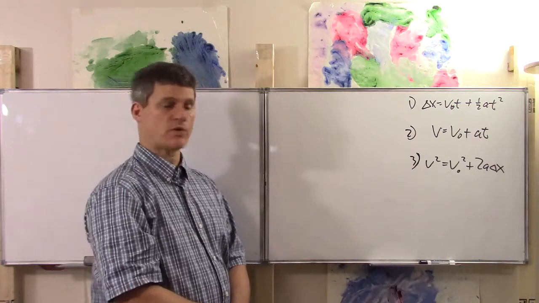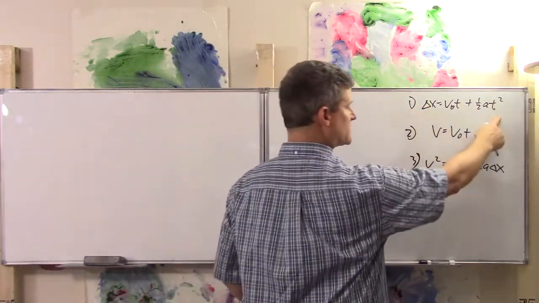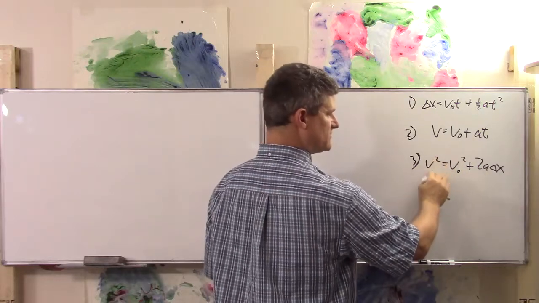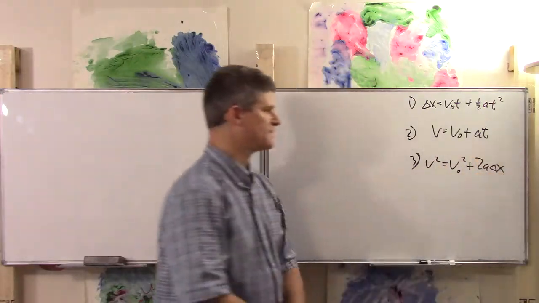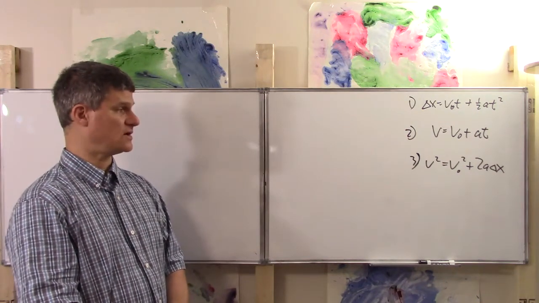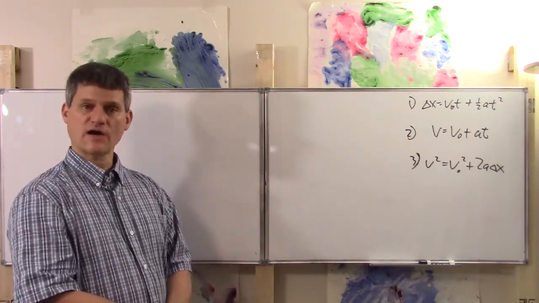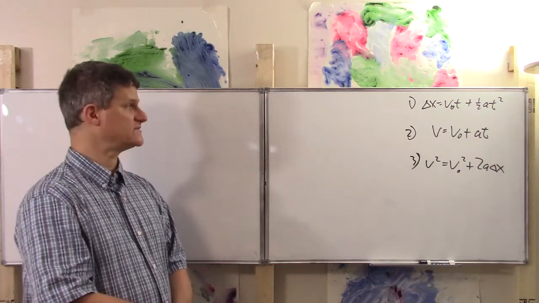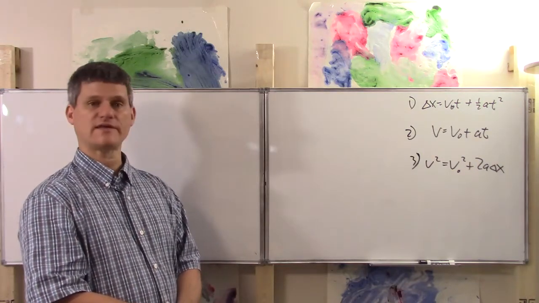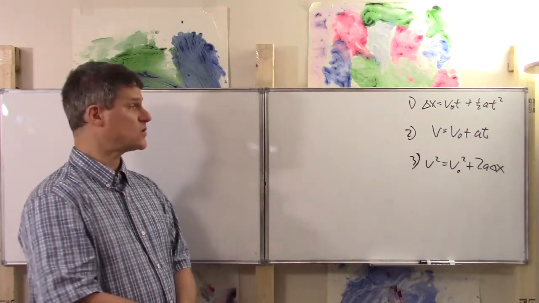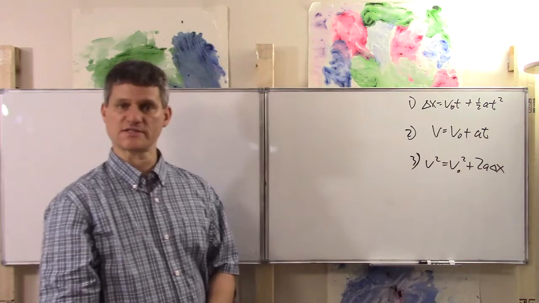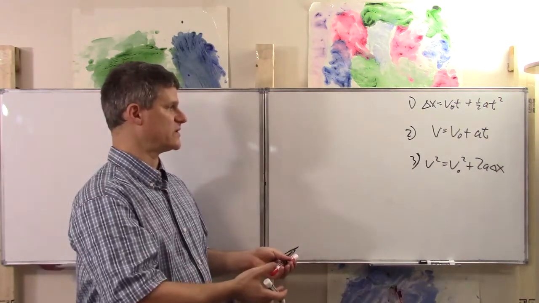So now we have our three equations of motion. We have x as a function of time, we have velocity as a function of time, and we have the relationship between v and delta x without time involved. So these three equations of motion, if you recall what we just went through, were derived simply from the definition of velocity and acceleration with the condition that the acceleration is constant. So there's really nothing new here. These come out of the definitions of velocity and acceleration with the condition that acceleration is constant.